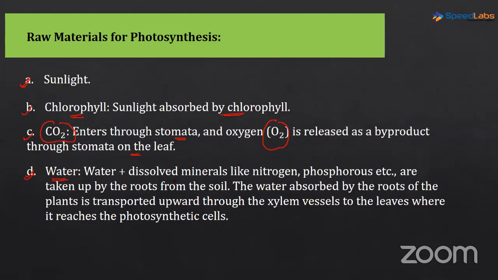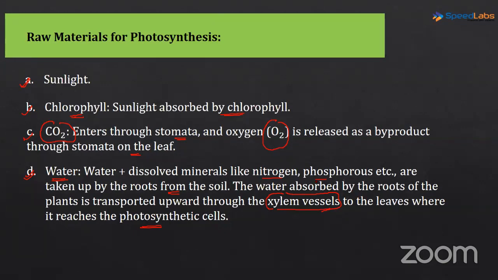Okay, then the next raw material which is required is water. So water plus dissolved minerals like nitrogen, phosphorus, etc., they are taken up by the roots from the soil. The water absorbed by the roots of the plant is transported upwards through xylem vessels to the leaf, where it reaches the photosynthetic cell. Humne xylem ke bare mein baat kari thi, right? Xylem ke different components, I'm sure tum log ko yaad honge, xylem vessels, tracheids, xylem fibers, xylem parenchyma. So yahan pe xylem vessels ke bare mein baat kar raha hai.